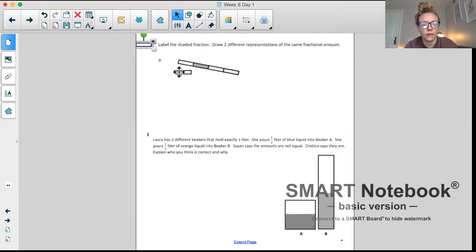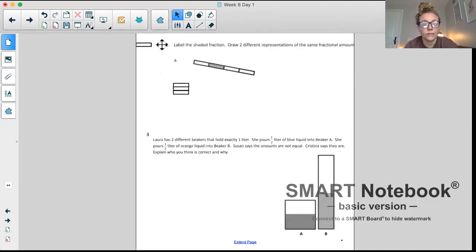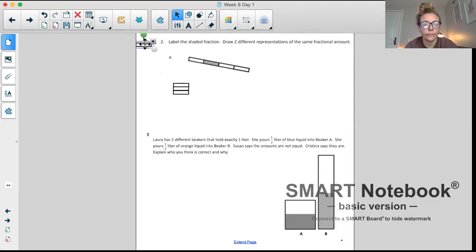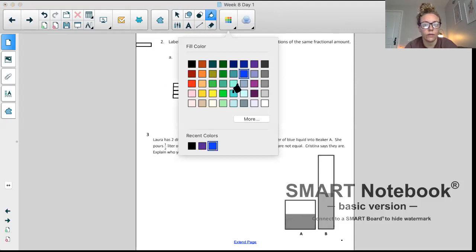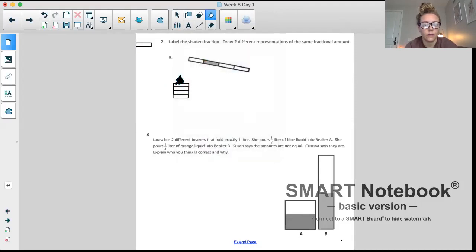All right, now let's go. We'll do them stacked up and down. You can do different ways than me if you think of different ways, as long as the pieces are the same. Okay, so we've got our 4 pieces, and then I just need to shade 1/4. Okay, so there's another one for 1/4.